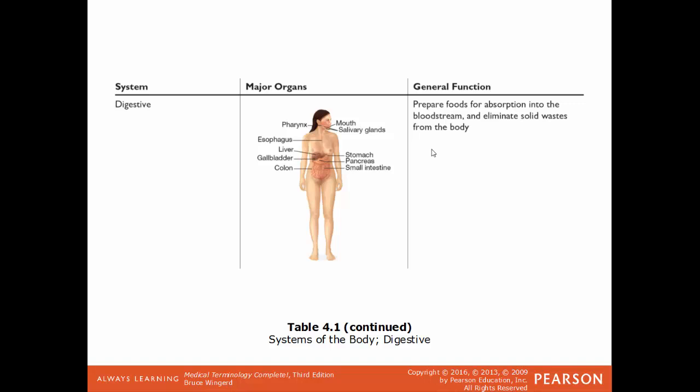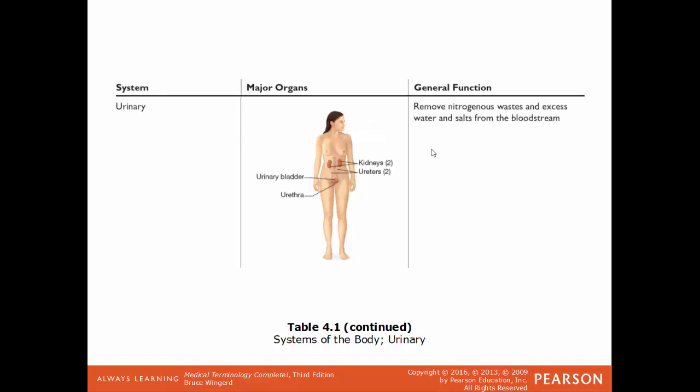The next system, the digestive system, will include the esophagus and the stomach and the intestines, the liver, gallbladder, the mouth. And the general function here is to prepare foods for absorption into the bloodstream, and also to eliminate the solid waste that your body doesn't want or doesn't need. Urinary system, this will include the kidneys and the ureters and the urinary bladder and then the urethra. And the function here is to remove nitrogenous waste and also to remove excess water and salts from the bloodstream.